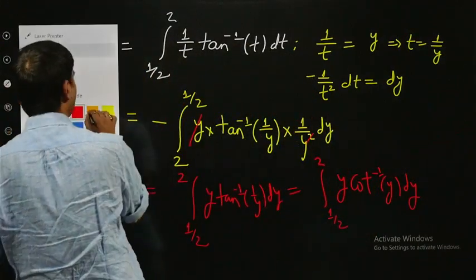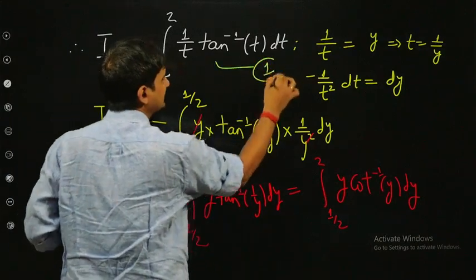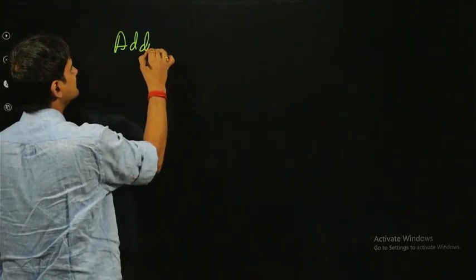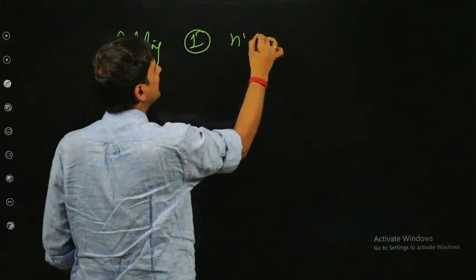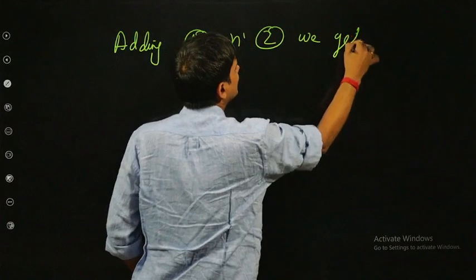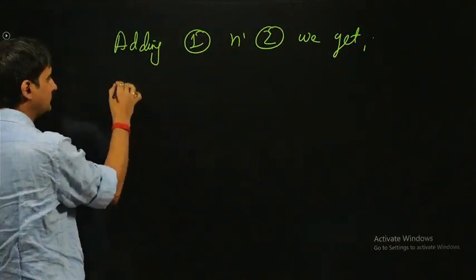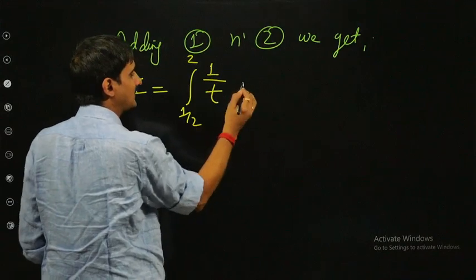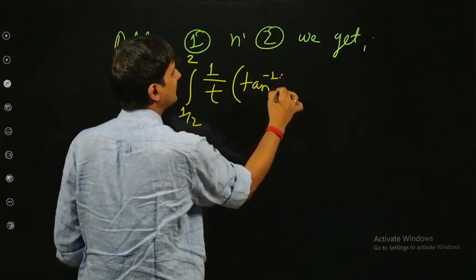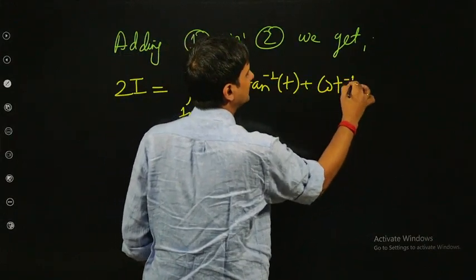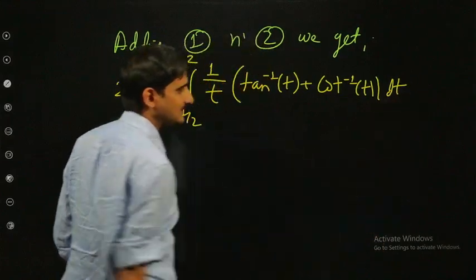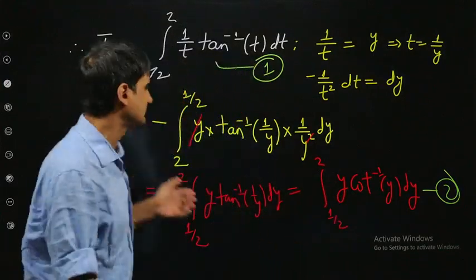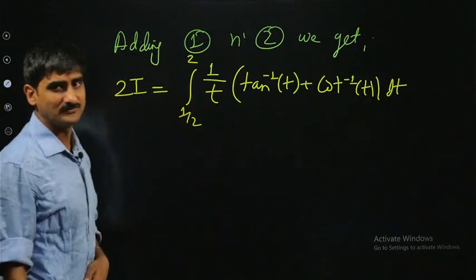Now what we will do is add 1 and 2. So adding 1 and 2, bachcho, what do we get? 2I is equal to half to 2, 1 by t is common, and then we have tan inverse of t plus cot inverse of t dt. This works because y cot inverse y or t cot inverse t is the same thing, bachcho. Now we know tan inverse x plus cot inverse x is pi by 2.